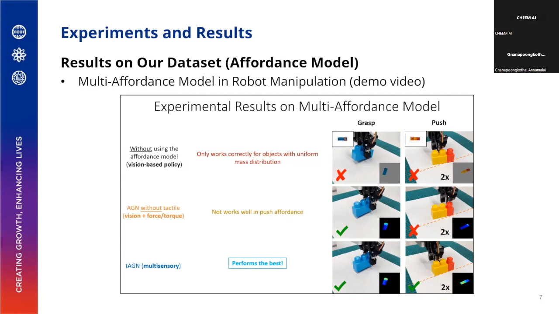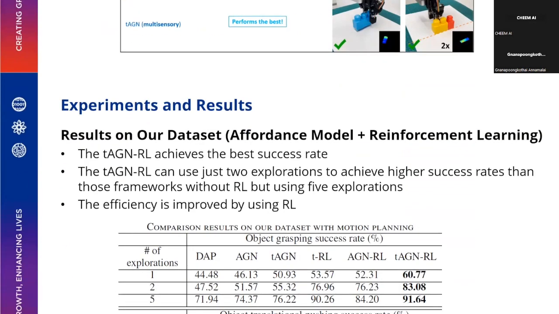For the vision plus force torque, it helps the system do stable grasping quite well, but the problem is it doesn't work well in push avoidance. That means for pushing, it doesn't work well. But when we have our sensing information, it performs the best. So here we only use the affordance model to do the manipulation.